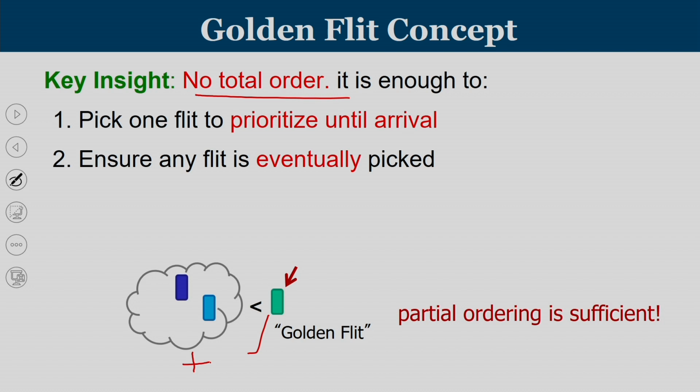So, now we can see that the first one has reached its destination. Now, from among the remaining flits that are available, you are going to pick this next flit. The next flit eventually will also reach its destination. Once that becomes golden, you are making progress. Now, you choose the next flit to become golden. So, ensure that any flit is eventually picked up.